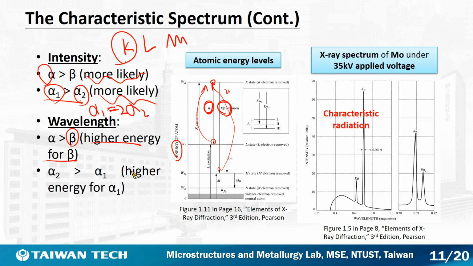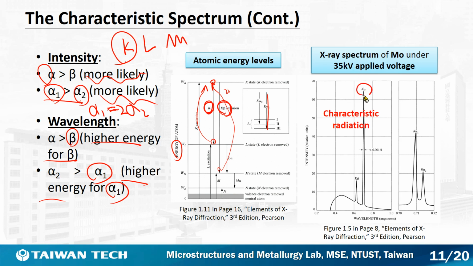Okay, and alpha 2 and alpha 1, you can see here the gap for alpha 1 is larger. So higher energy for alpha 1, so it will be lower or smaller wavelength. And you can see the results here.